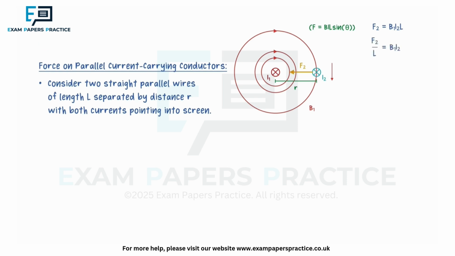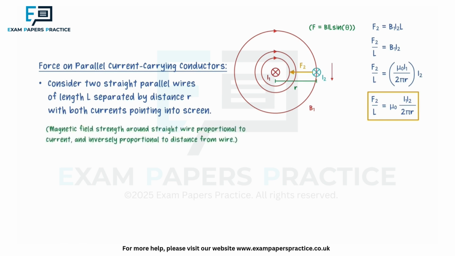If we now divide both sides by the length L, we can obtain an expression for the force per unit length on wire 2. This can be expanded even further to the following equation from the data booklet. This equation makes use of the fact that the magnetic field strength around a straight current carrying wire is proportional to the current in the wire and inversely proportional to the perpendicular distance from the wire.